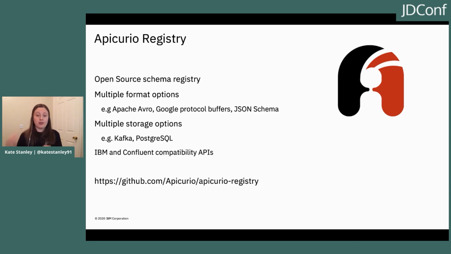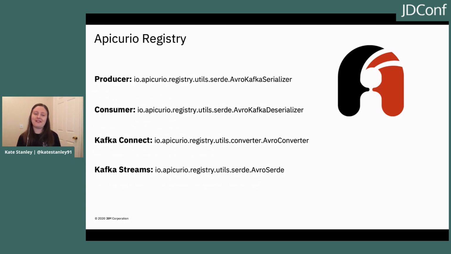The great thing about Apicurio Registry is it actually provides IBM and Confluent compatibility APIs. So what that means is if you use a converter or a serializer or a SERDE that's provided by Confluent or IBM, actually you can use them to talk to your Apicurio Registry. So you don't have to just stick with the ones that Apicurio Registry provide. They do provide ones, however, so if you want to use the Apicurio Registry ones specifically, you can go and find those classes as part of the project. So for example, these are the ones for Avro. I'd highly recommend having a look at Apicurio Registry. It's a great project, and they have a Kubernetes operator as well if you want to run it in Kubernetes.